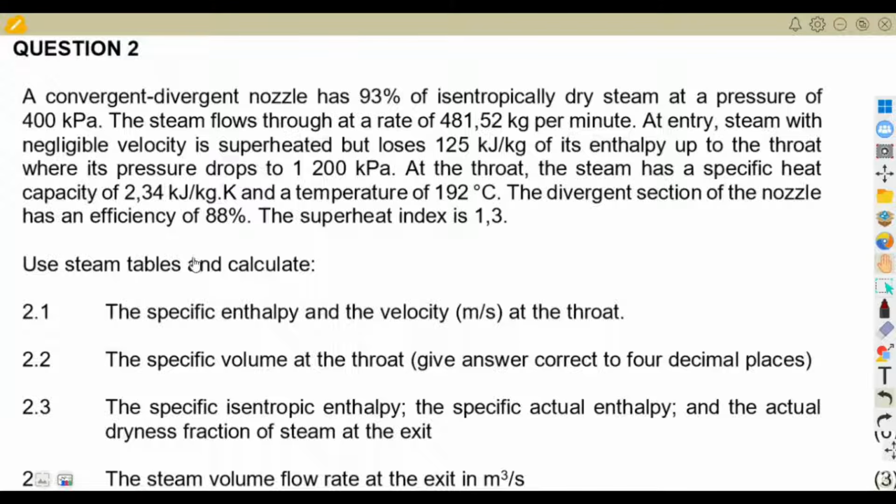We are still on our N6, and this is power machines. We just want to check this question, which is on nozzles, April 2023 on nozzles. Okay, let us see what we have here.